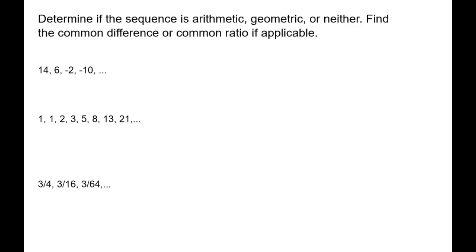For the examples, we want to determine if the sequence is arithmetic, geometric, or neither. And then we want to find the common difference or common ratio if it applies to either being arithmetic or geometric. So for the first sequence, we go from 14 to 6 to negative 2 to negative 10, and then that pattern continues. So to go from 14 to 6, and then from 6 to negative 2, my values are getting smaller. We can see they're decreasing each time by 8. So this would be arithmetic because we're adding the same value of negative 8 each time. The common difference would be negative 8.